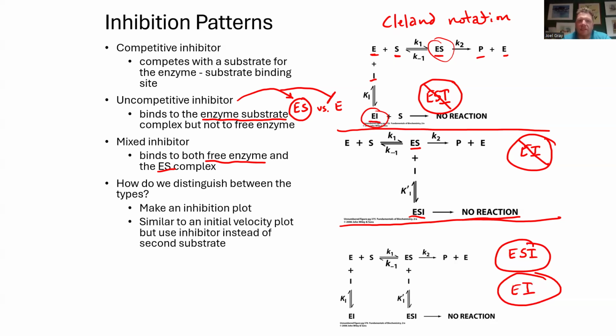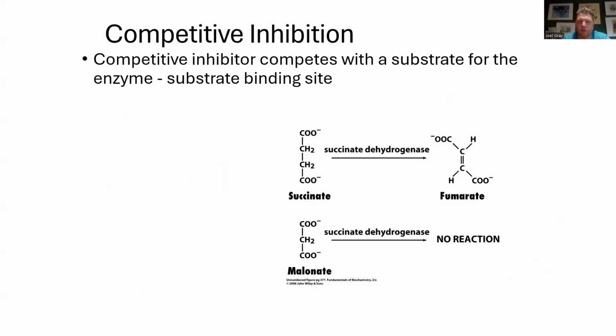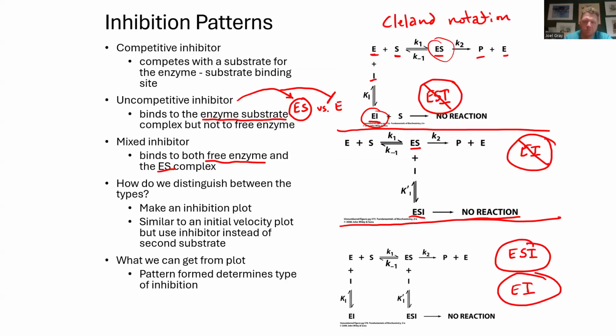Now, with that said, how do we distinguish between these different types? Well, what we need to do is make an inhibition plot. This is very similar to an initial velocity plot, but we're going to use an inhibitor instead of a second substrate. So what we can get from this is a pattern, and the pattern that forms determines the type of inhibition. Now, let me backtrack for just a second.